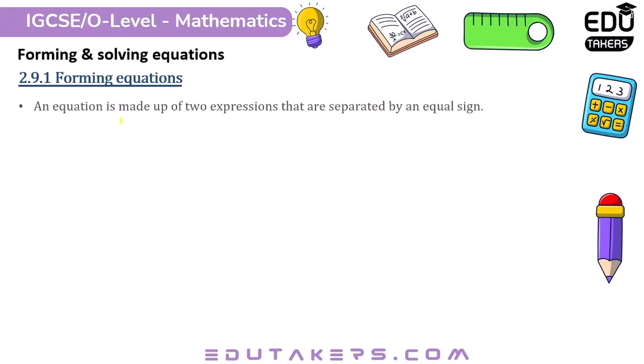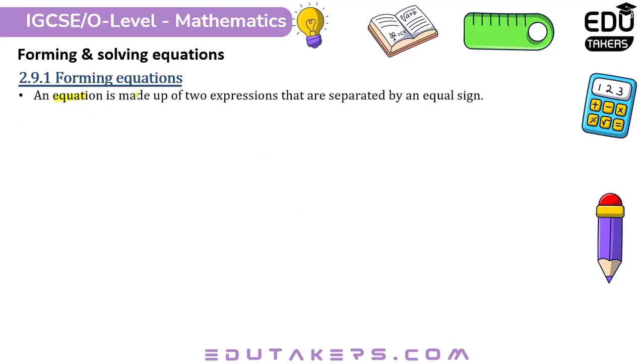Forming equations. An equation is made up of two expressions that are separated by an equal sign. For example, 4 plus 5 equals 3 squared. Or L is equal to 3 times W, where L is length, W is width.